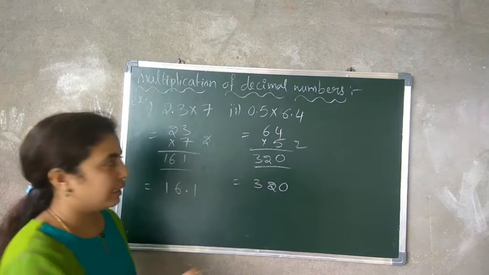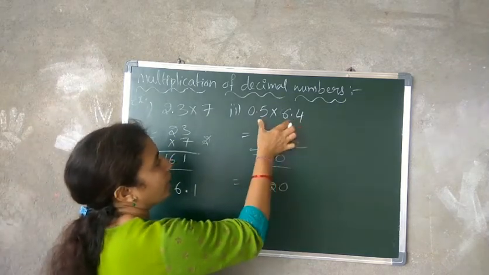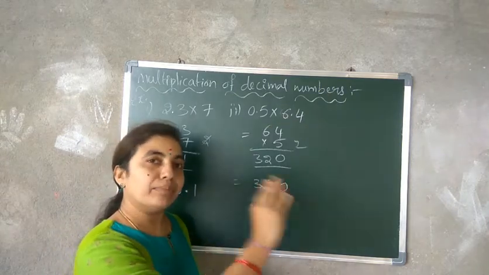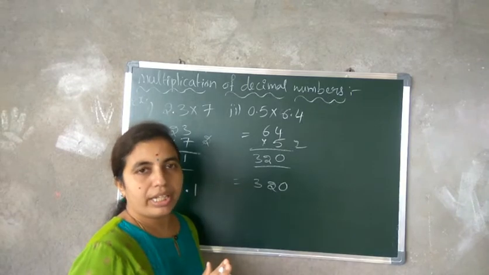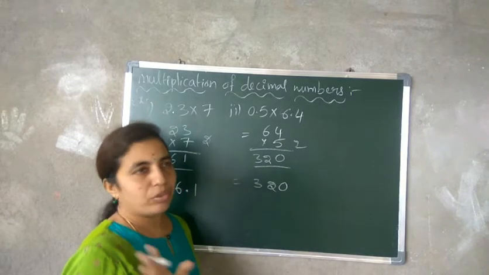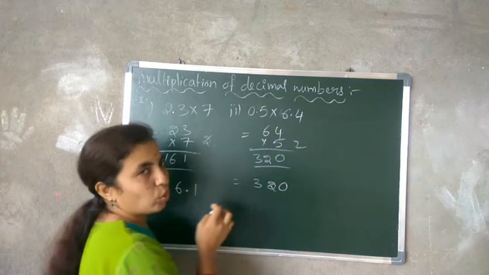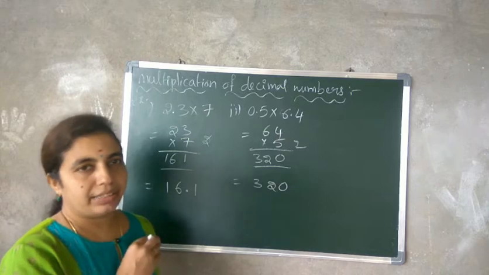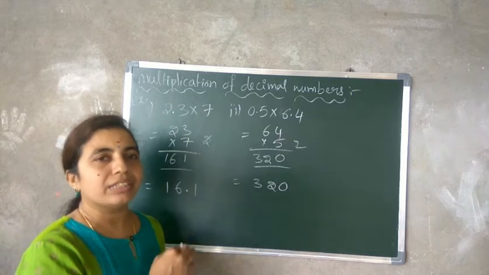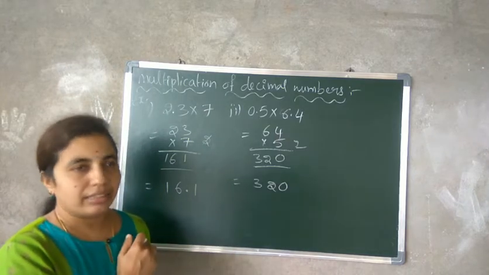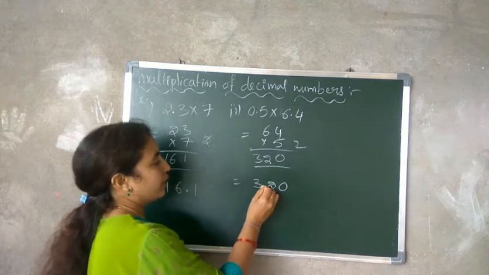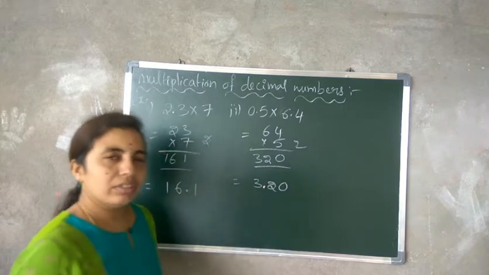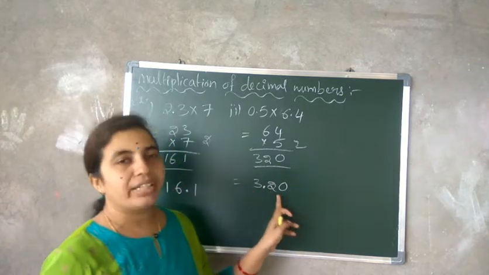Now count the decimal digits. See, here 1 and here 1. Totally how many decimal digits do you have? 2 decimal digits. All the decimal digits you have to count. So you should count 2 decimal digits from right to left in the final answer. So here 1, 2, put the point here. After the point, if you keep 0 like that, nothing will happen. So what is the answer? 3.20.